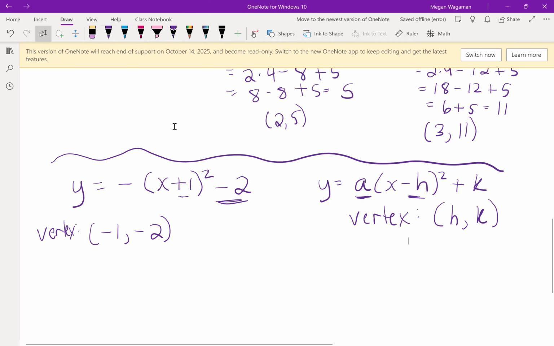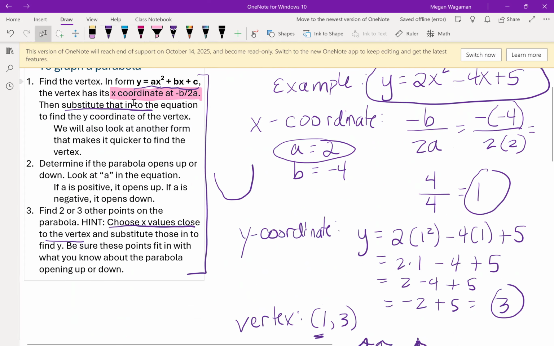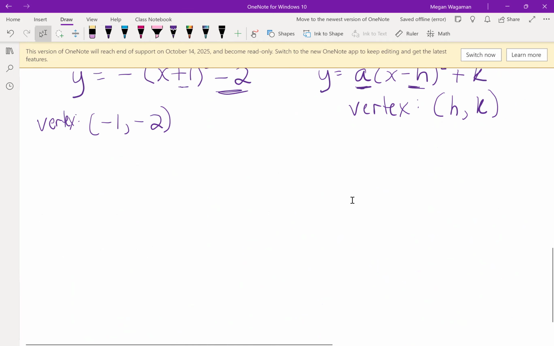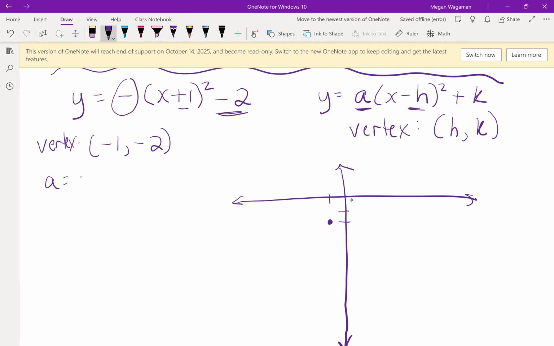And then we're going to go ahead with the steps above here. So we found the vertex. We're going to determine if the parabola opens up or down, and then find a couple other points on the parabola. So let me just start sketching that out quickly. So we have our axes sort of like this. We have a vertex at -1, -2. In this case, our A is, let me pull this down a little bit, A is right here. A is -1. So this parabola will open down.